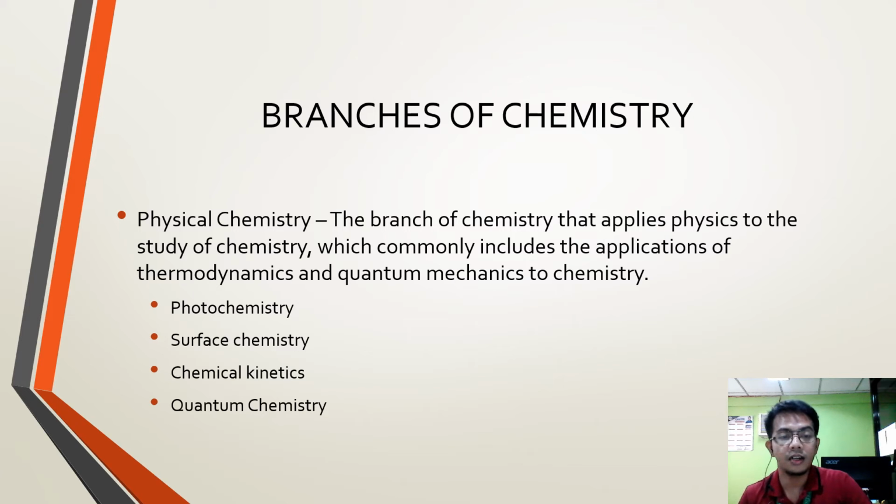So here are the sub-branches of physical chemistry, the photochemistry, which is the study of physical changes caused by light. Surface chemistry, the study of chemical reaction at surface of substance. It includes topics such as absorption, heterogeneous catalysis, formation of colloids, corrosion, electrode processes, and chromatography.